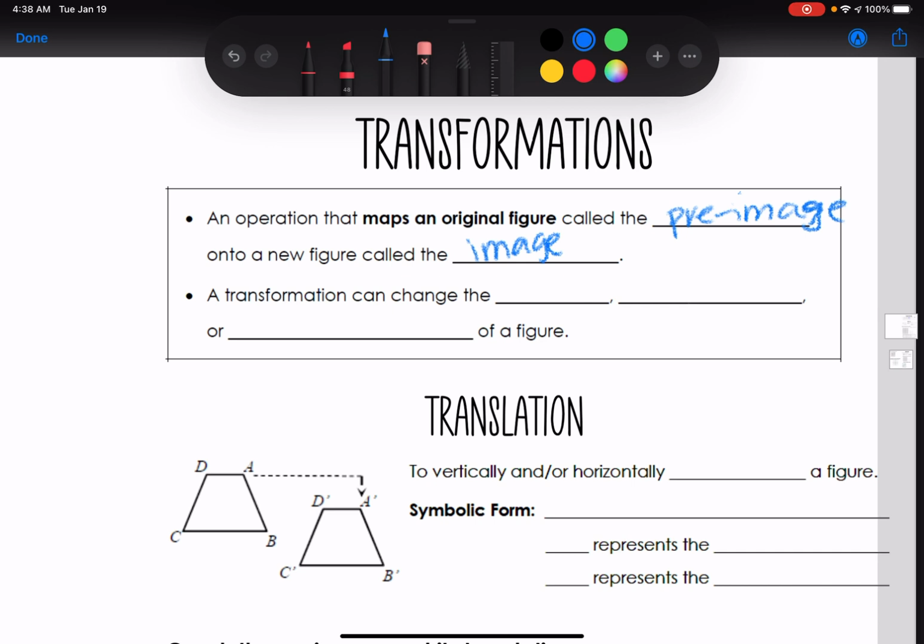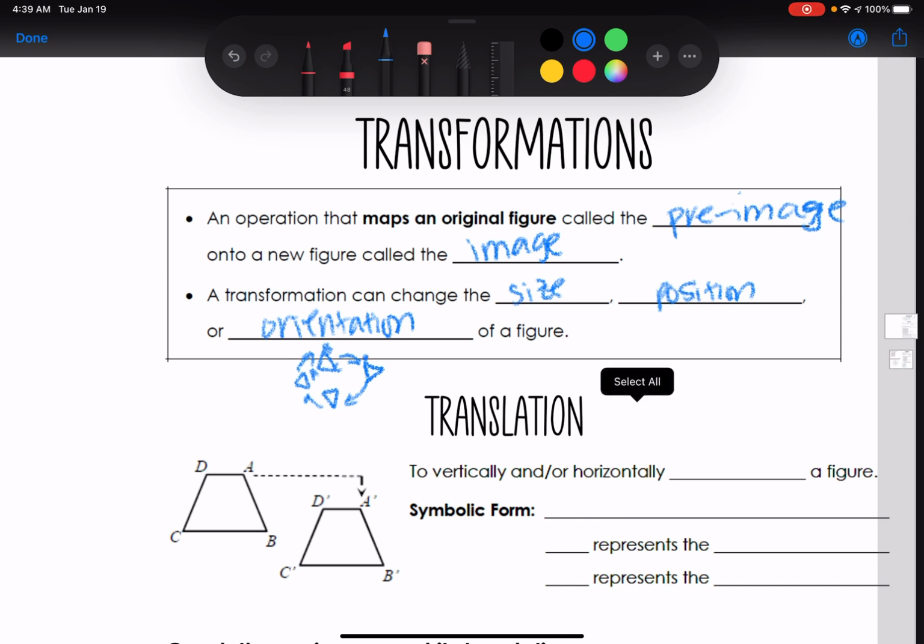Now, a transformation can change the size, position, or orientation of a figure. So orientation being like, if this were a triangle, it can make it look like this. It can make it be upside down, or another sideways version as well. Orientation is just which way it is pointing and how your original points originally were. So if this were A, B, C, and then this became A right here, and so forth.